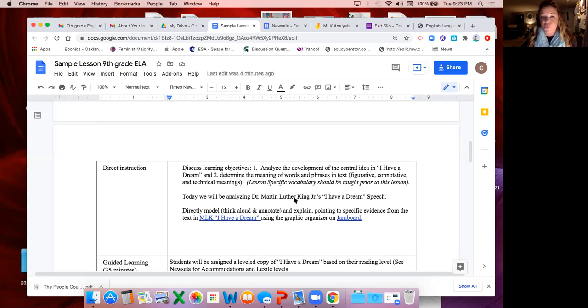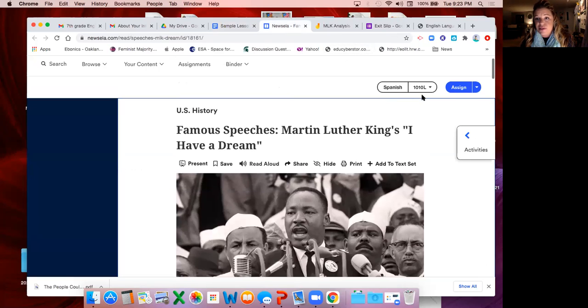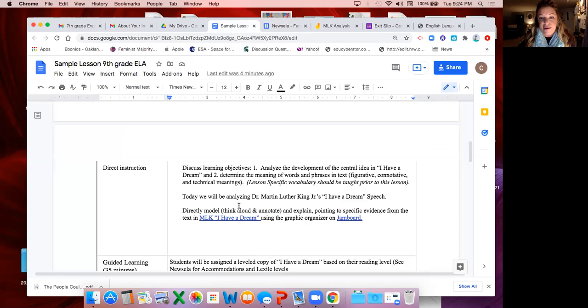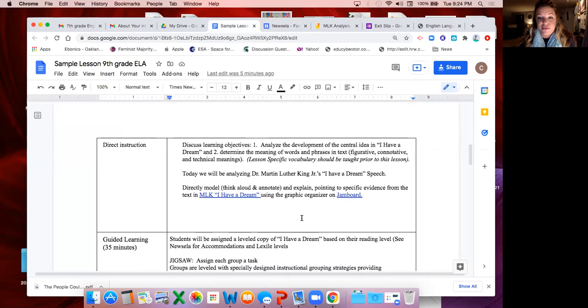I chose this through Newsela because it is such a great resource, because it would obviously level the text for me. It includes a read out loud, which is a fantastic accommodation, and levels it for my group work. So I could demonstrate a model lesson doing a read out loud where I would do a think out loud and an annotation, and I would use Cami to annotate and explain by pointing to specific evidence in a text, using a graphic organizer or this Jamboard to collaborate some of our ideas. I'll share more about that when I get to the graphic organizer. And I would model and demonstrate for that.